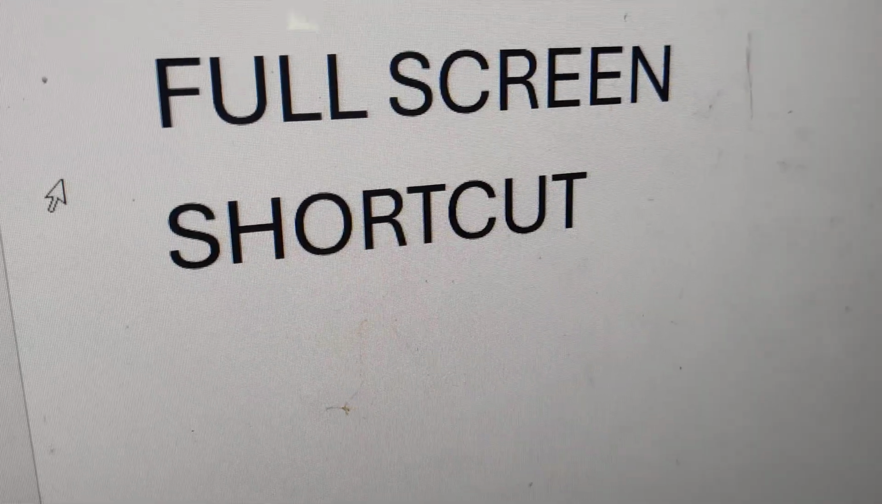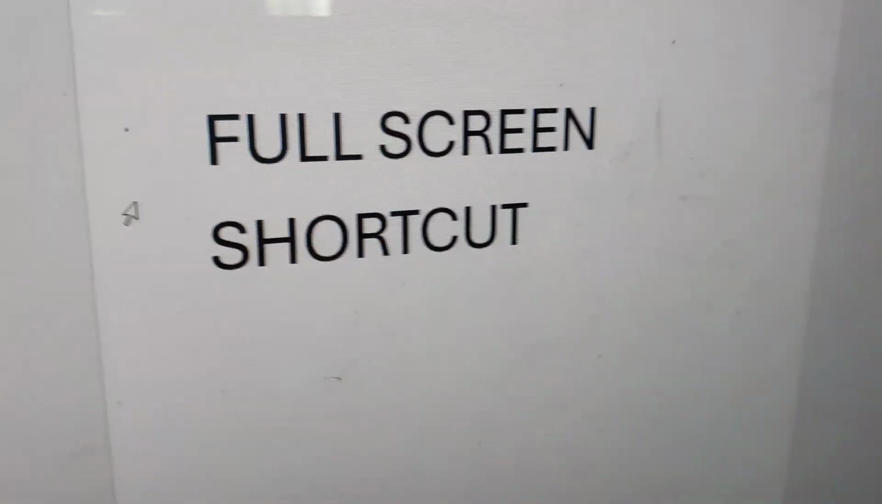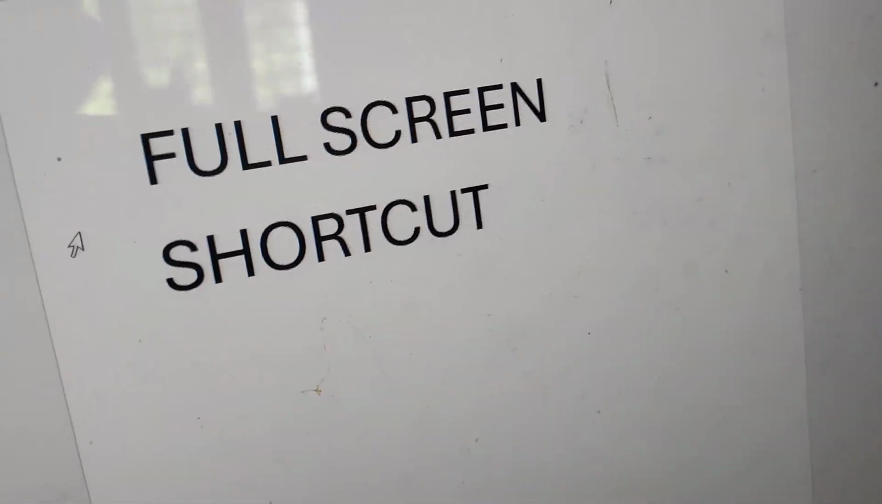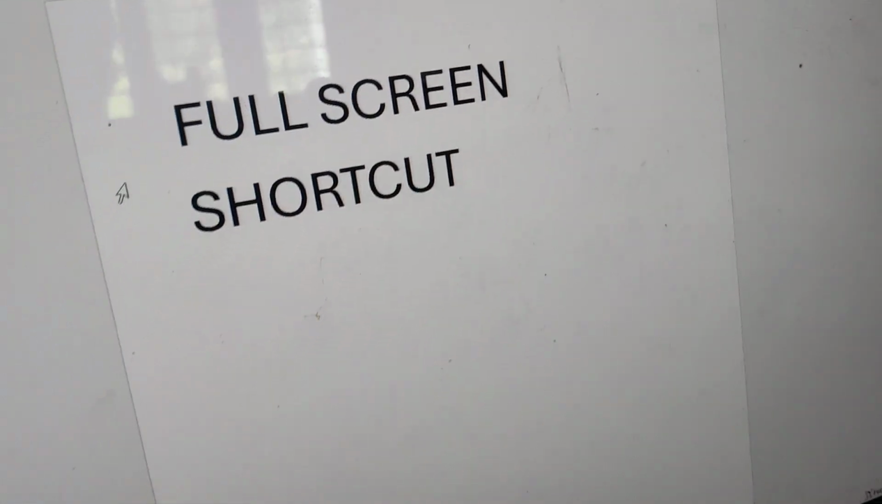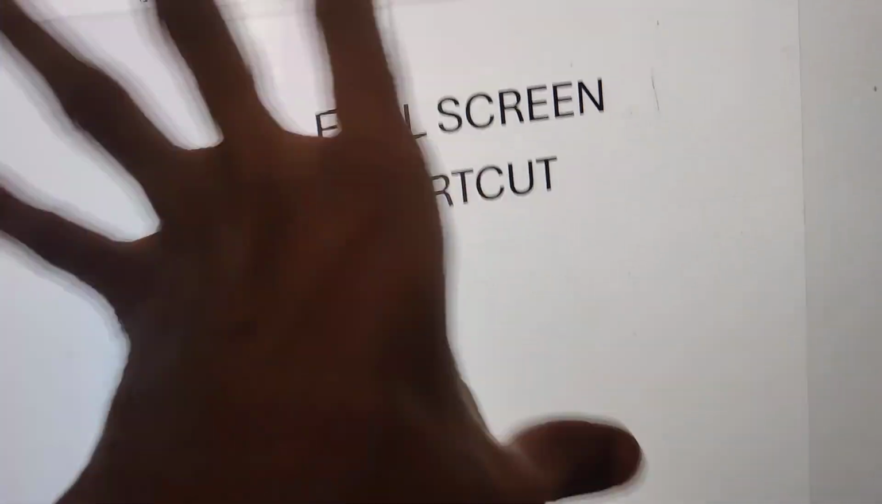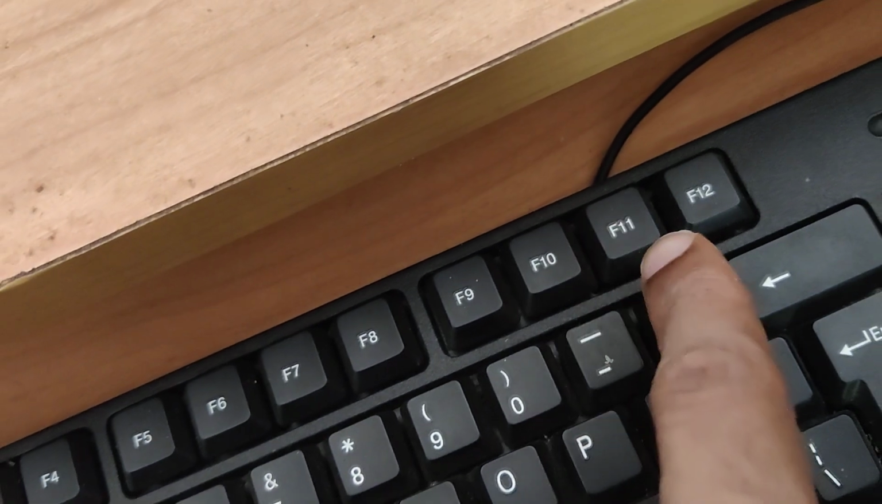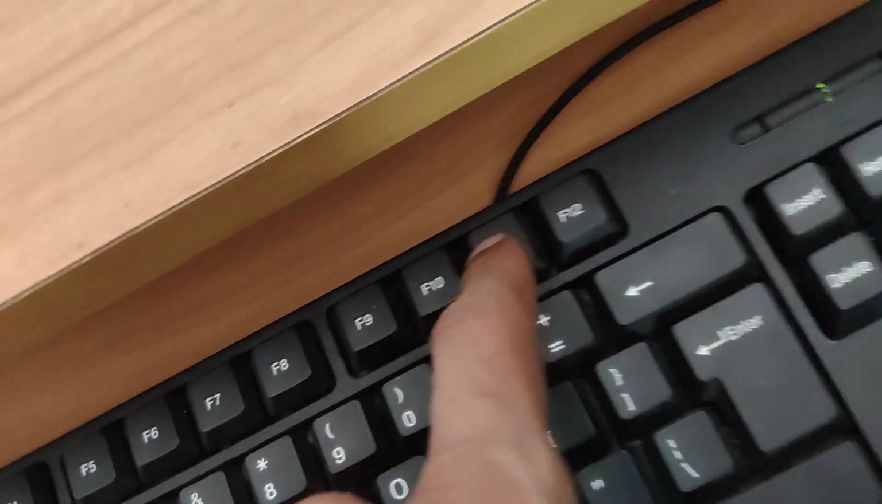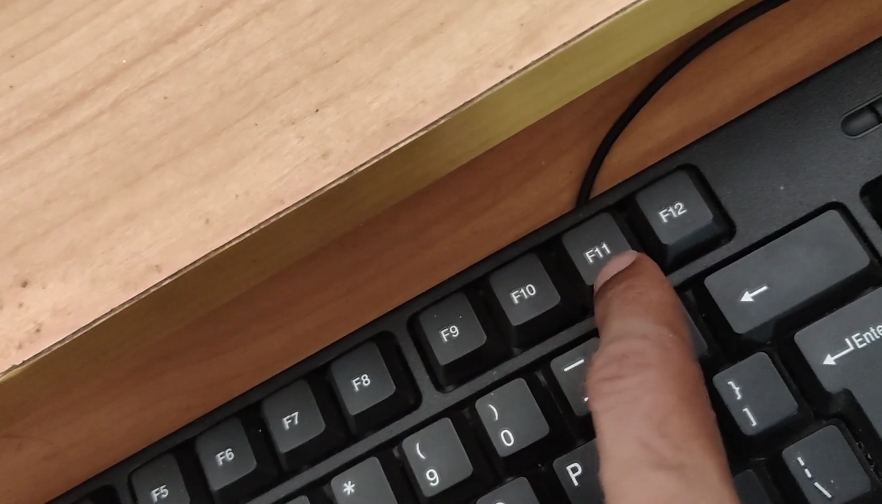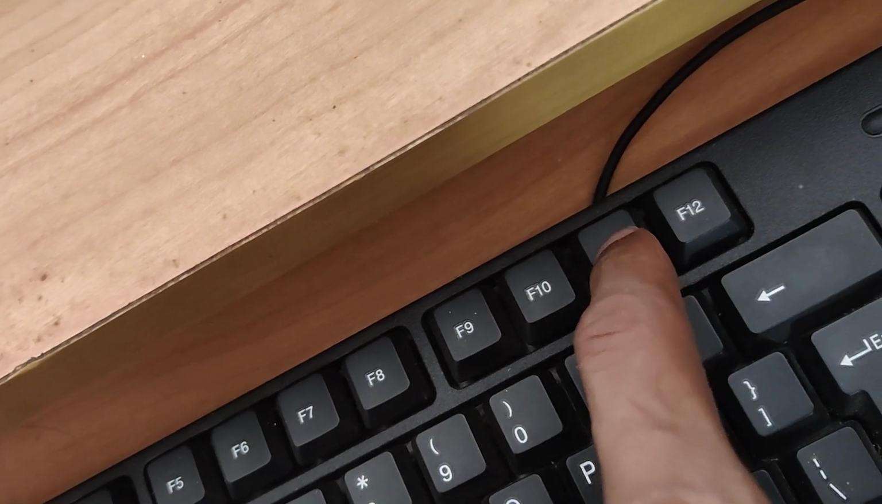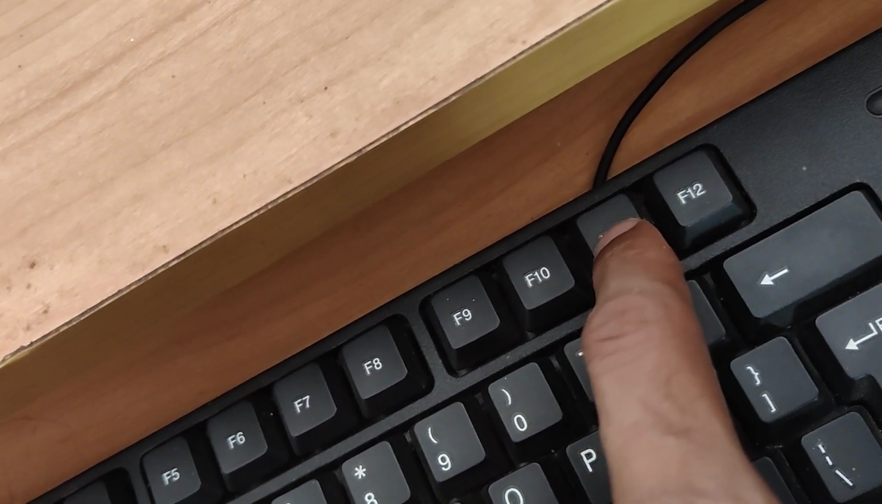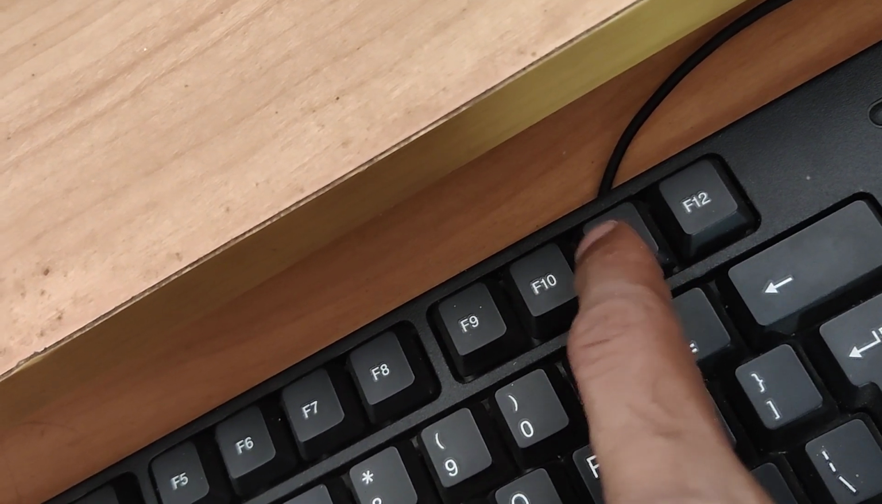If you are using a computer and you want to make the screen full screen in your browser, then in this video we discuss what the shortcut is for full screen. To make your screen full, you must go to your computer keyboard, and there you can see an F11 key. If you are in a browser and you press this F11 key, then you can make your screen full.